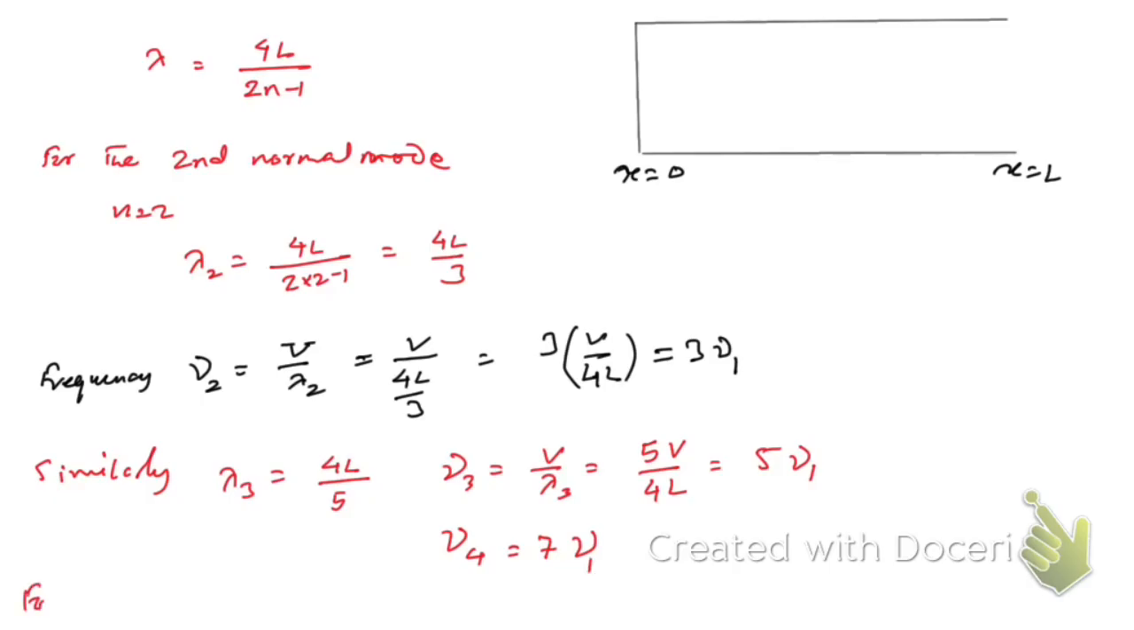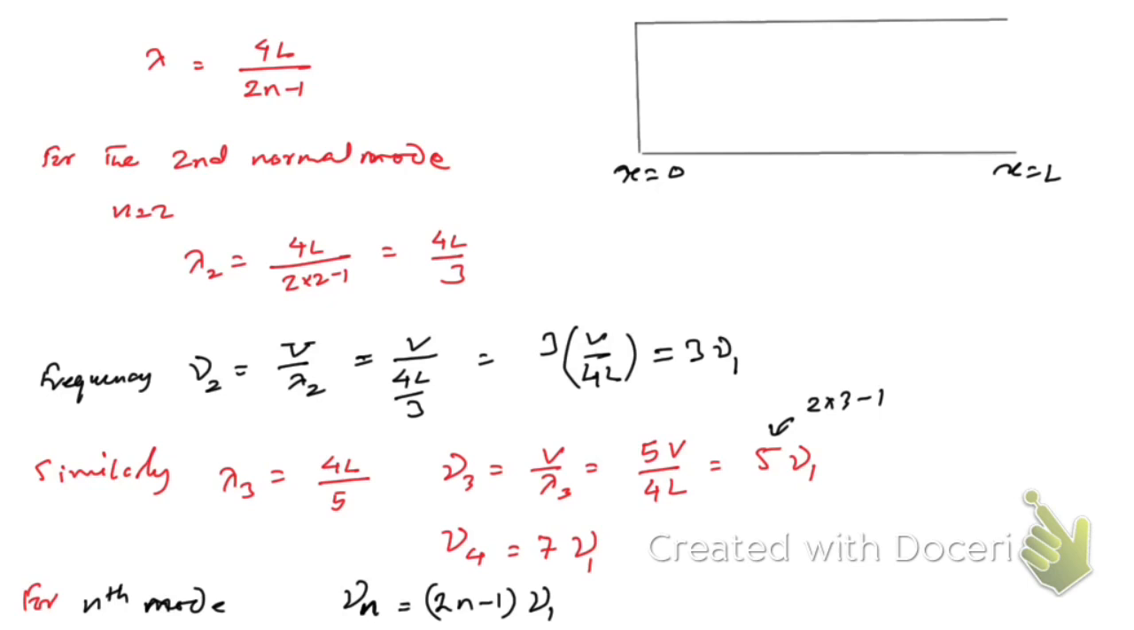So for n equal to n, for the nth mode of normal vibration, we're going to get nu n. This 5 can be written as 2 into 3 minus 1, and this 7 can be written as 2 into 4 minus 1. Similarly, nu n can be written as 2 into n minus 1, into nu 1. Hope you have understood this. So that's how we can do it.